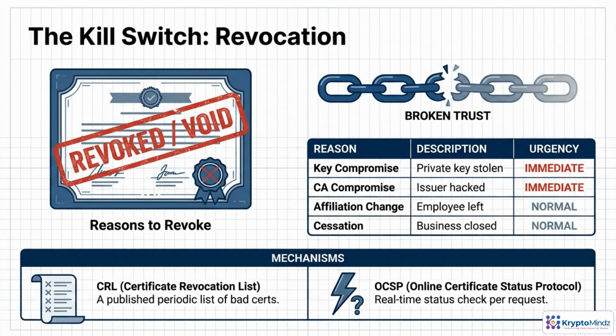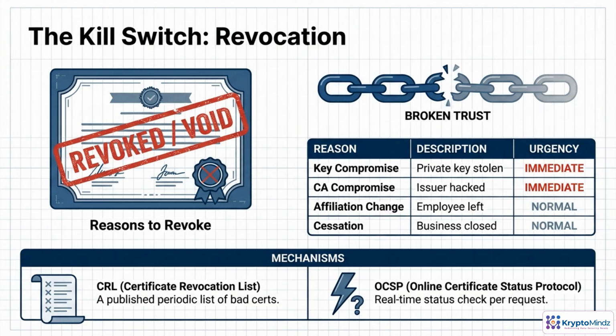The highest urgency cases are key compromise and CA compromise. If a private key is stolen, or a certificate authority itself is hacked, you must treat every affected certificate as toxic and revoke immediately. Other cases are less urgent but still important: an employee leaving the company, or a service or business shutting down. In all of these, you're cleaning up trust that is no longer valid.